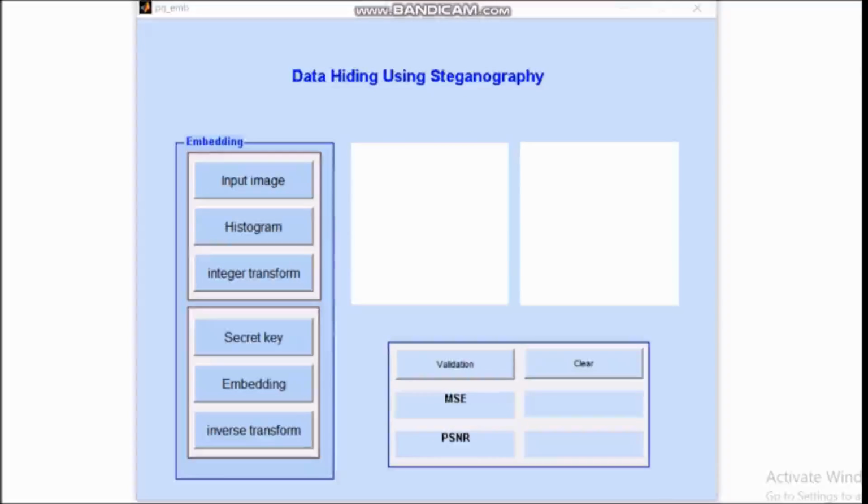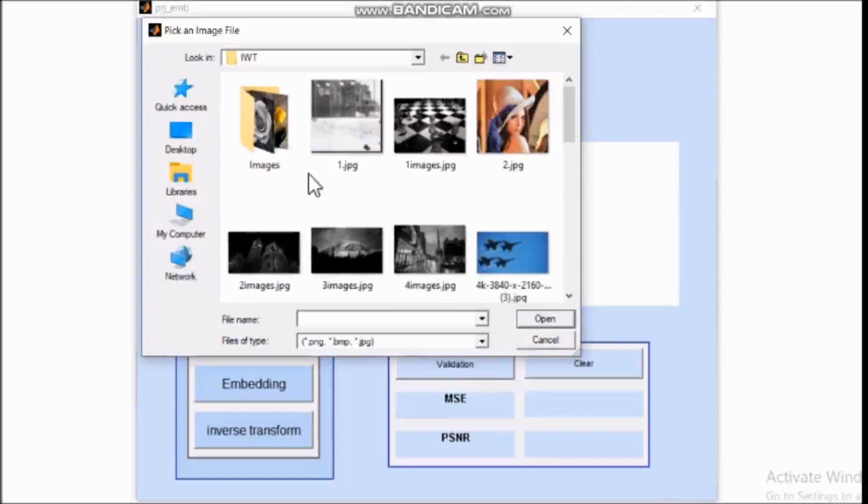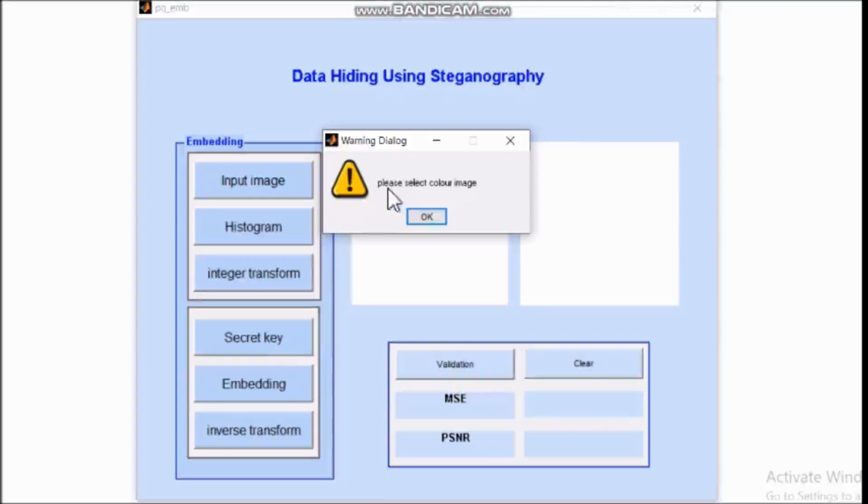So first we will embed the message. For this we will take an input image. Here, if we take a black and white image, it will give an error: please select the color image. So we will select the color image.